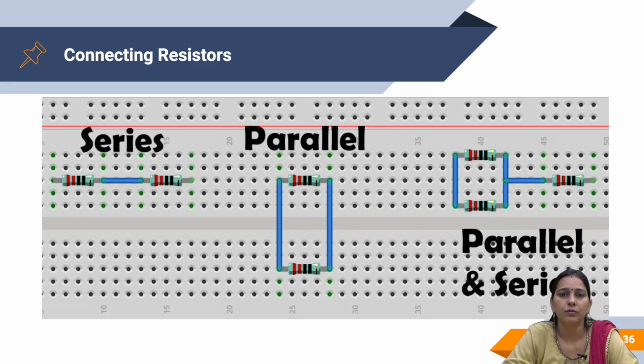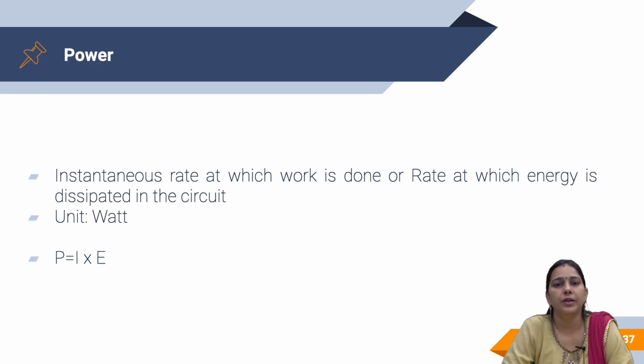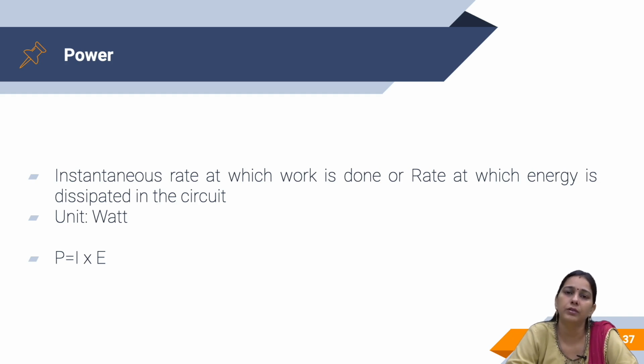Now further we are going to study the concept of power. What is power? The instantaneous rate at which work is done, or we can say the rate at which energy is being dissipated in the electrical circuit, is known as electrical power. The unit of electrical power is watts, and for DC we can say that power equals voltage multiplied by current. When we represent the voltage, it is represented by capital E multiplied by I, that is current.